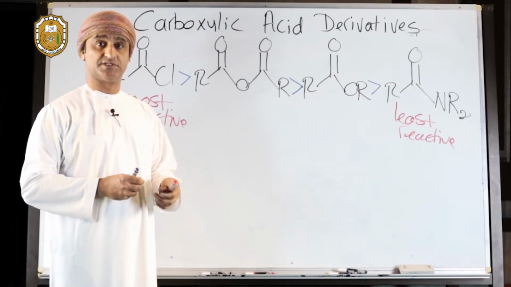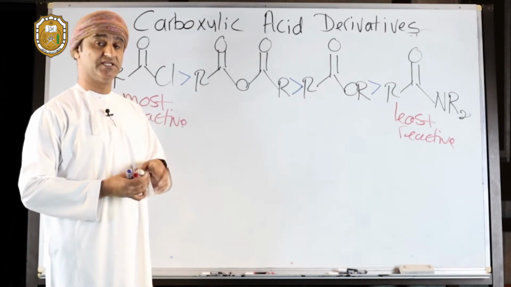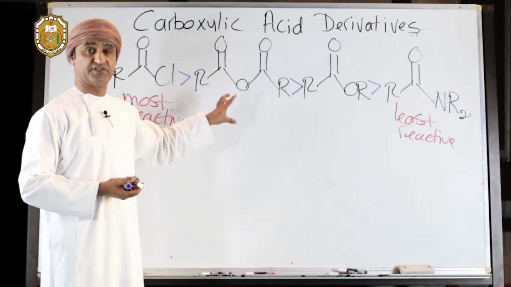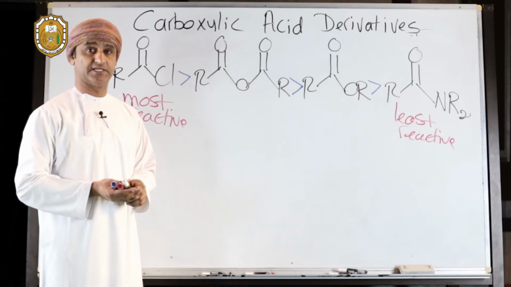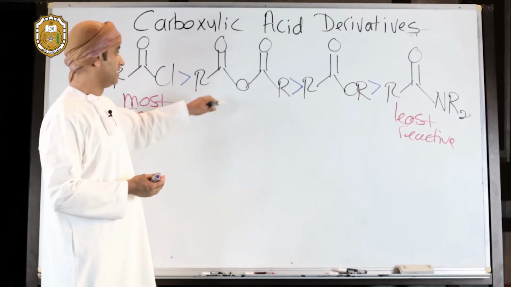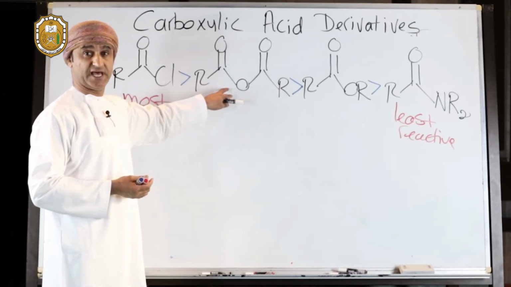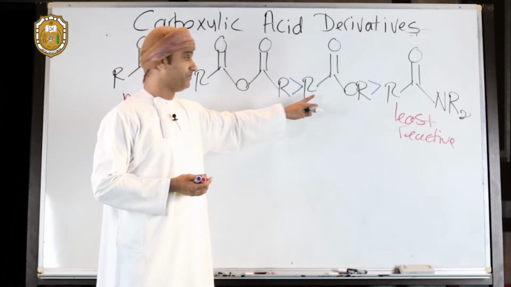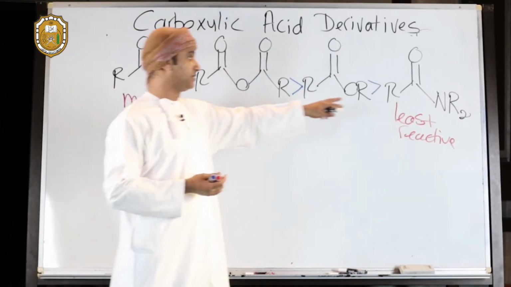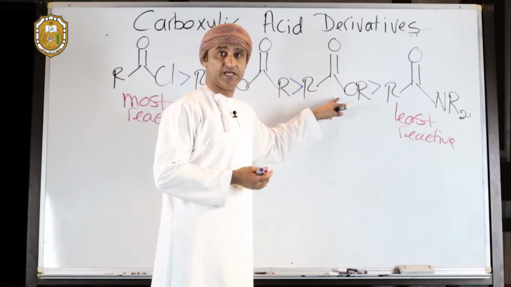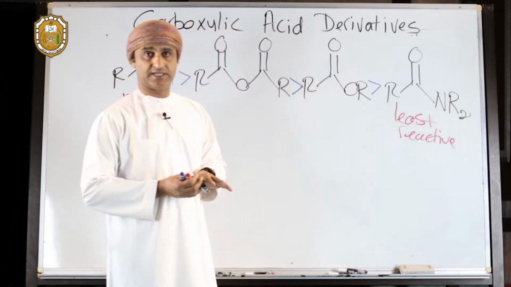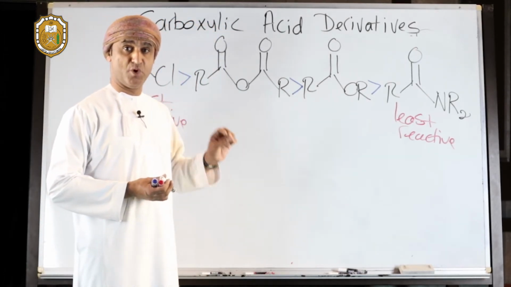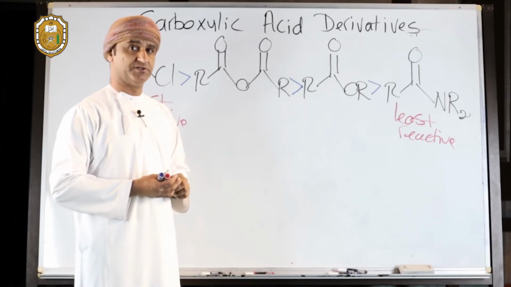Now, a consequence of this reactivity scale is that it is possible to make a less reactive carboxylic acid derivative from a more reactive carboxylic acid derivative. For example, it is possible to make an acid anhydride from an acid chloride. It is also possible to make esters from acid anhydrides. It is possible to make amides from esters. So a less reactive carboxylic acid derivative is possible to be made from a more reactive carboxylic acid derivative.